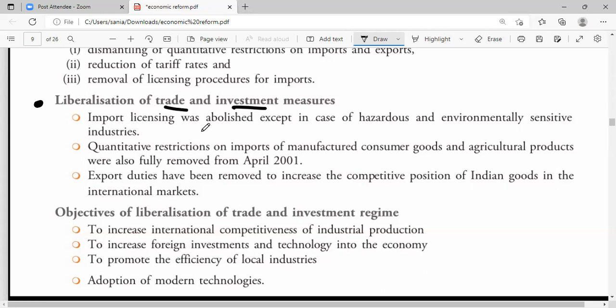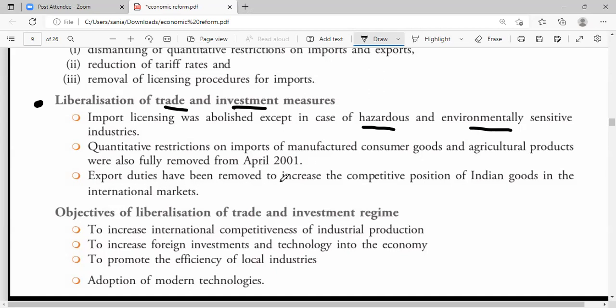First, import licensing was abolished except in the case of hazardous and environmentally sensitive industry. So import licensing was totally abolished. If you want to import something, you don't have to take permission or a license. But if you are importing something very hazardous or environment sensitive, then you have to take the license. Next, quantitative restrictions on import of manufactured consumer goods and agricultural products were also fully removed from April 2001.